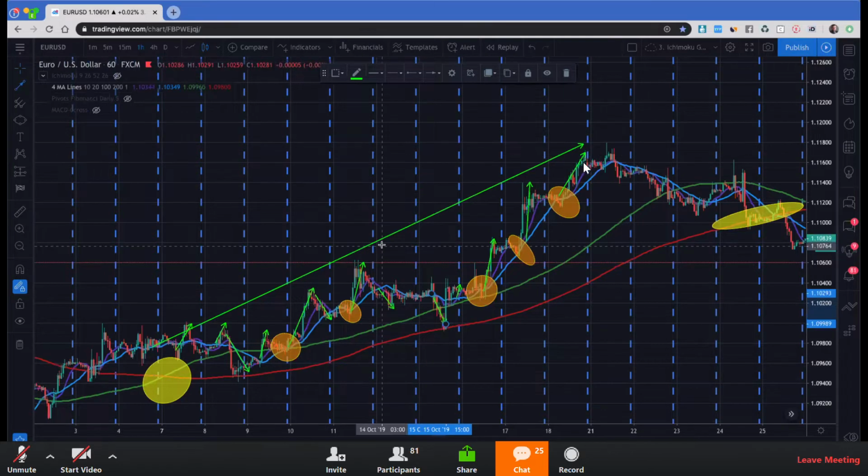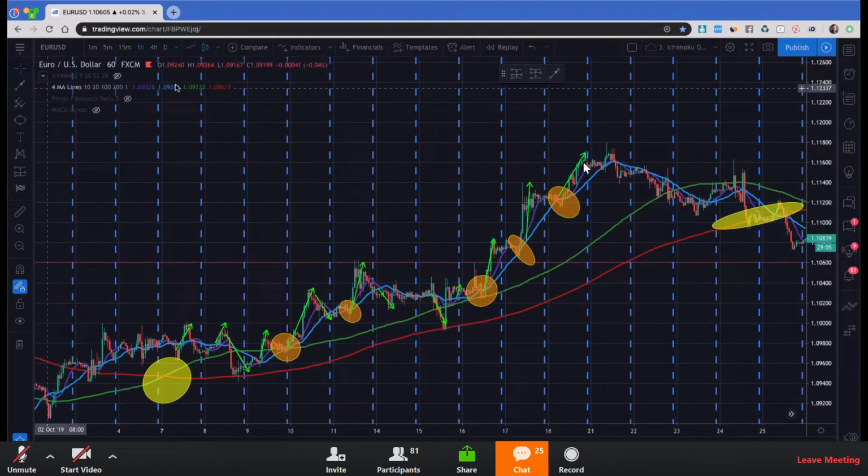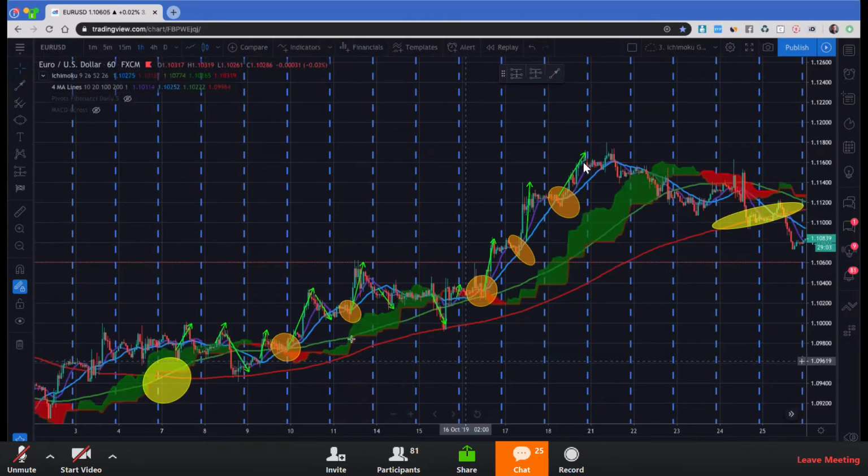Now, on top of that, to make it really, really clear, we have the Ichimoku cloud. What the Ichimoku cloud is doing, as you can see, is that we do not trade when the price comes down to the cloud under the price. Then here the price goes out of the cloud, perfect trade. We don't trade the sells. Price comes to the cloud, we take a buy. We don't take the sells.